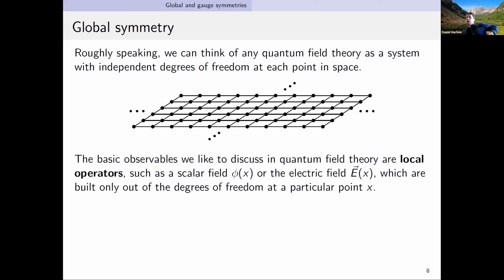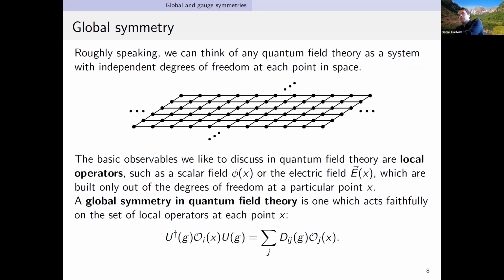So the basic observables that we talk about in quantum field theory are local operators, like say the scalar field phi of x at some point x, or the electric field E of x, which are built only out of the degrees of freedom in the neighborhood of x. For a scalar field, you can imagine I have a harmonic oscillator living at each of these dots. Then a local operator is something that's made just out of the oscillator at this dot and maybe its neighbors, but definitely not the dots over here. So that's kind of the basic structure of quantum field theory.